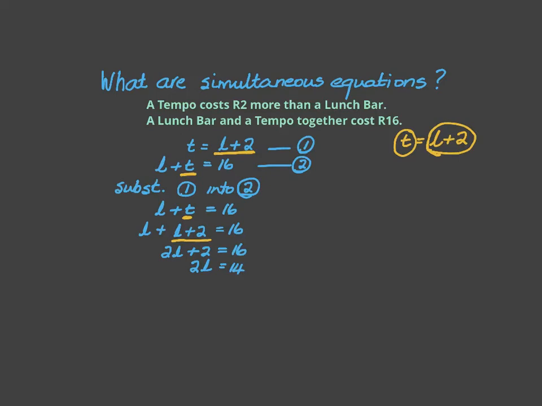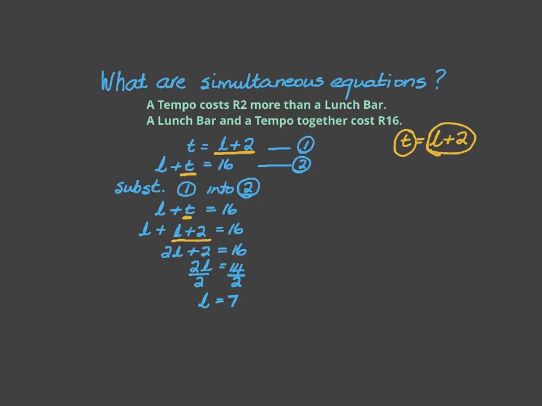Now I can divide both sides by 2. And on the left-hand side, 2 divided by 2 is 1L, is equal to 7. I have found out what a lunch bar costs. A lunch bar costs 7 Rand. Then equation 1 tells me that a tempo is 2 Rand more than a lunch bar. So already I know that a tempo is 9 Rand, but I need to set this out mathematically.